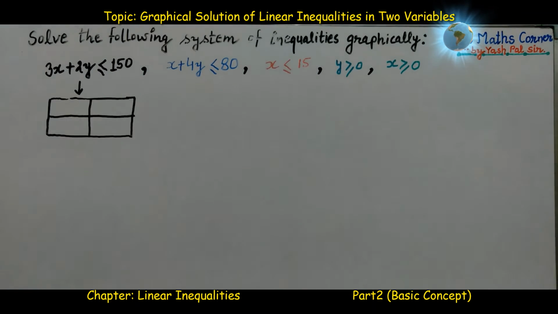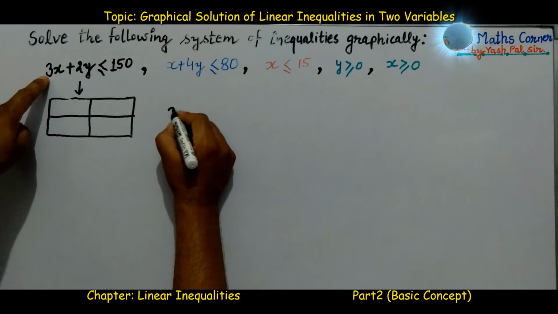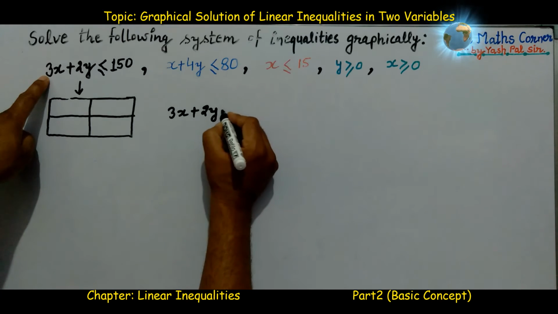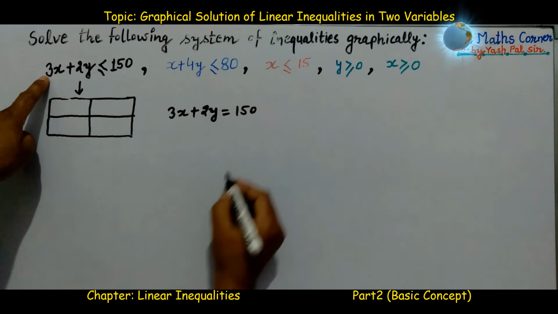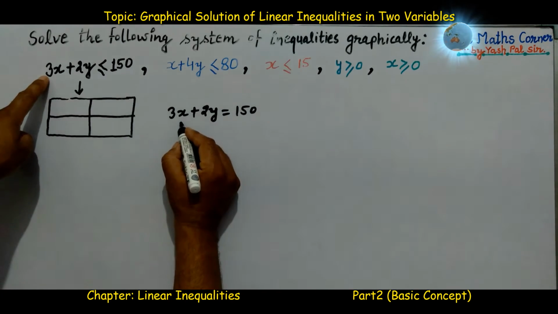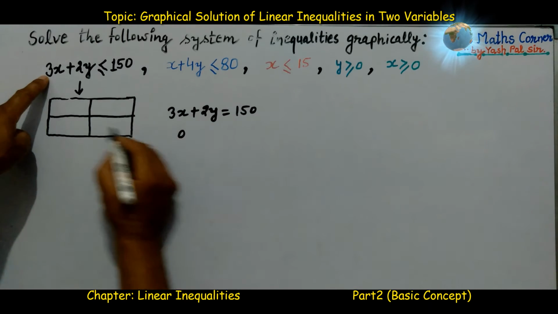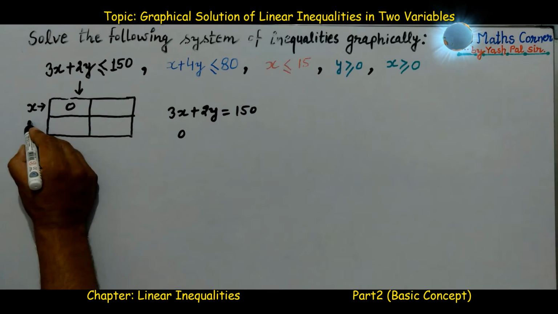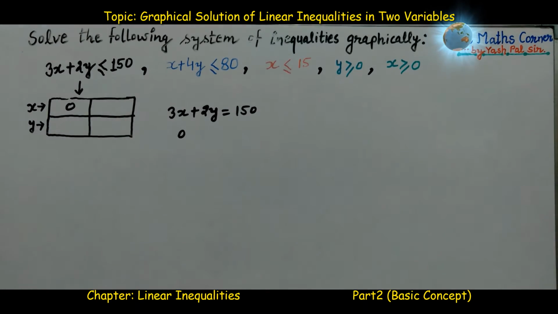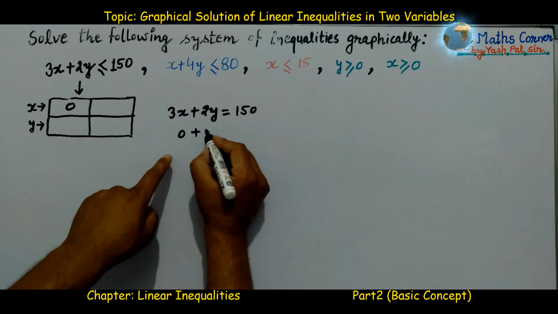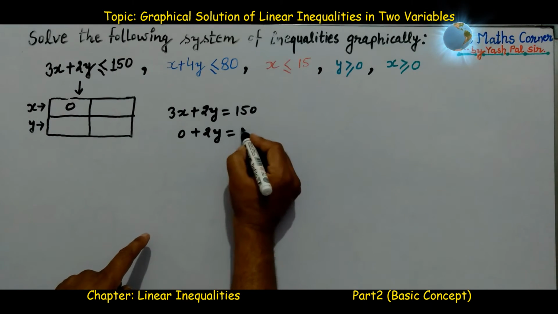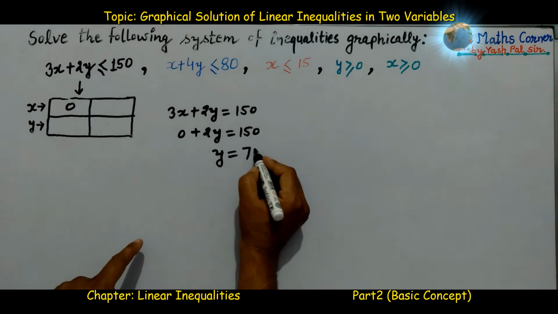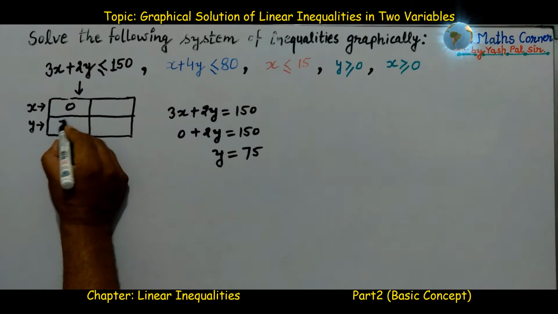First of all, we consider this inequality in the form of equality. 3x plus 2y equal to 150. Now we put x equal to 0. So this becomes 0. X here is 0. This is x and this is y. Right? X is 0, then this becomes 2y is equal to 150, which gives us the value of y as 75. So y becomes 75.